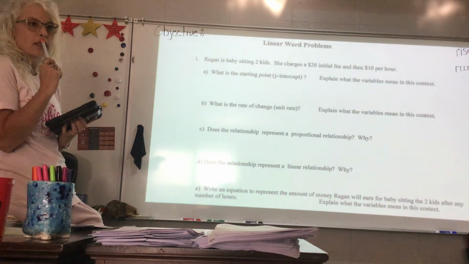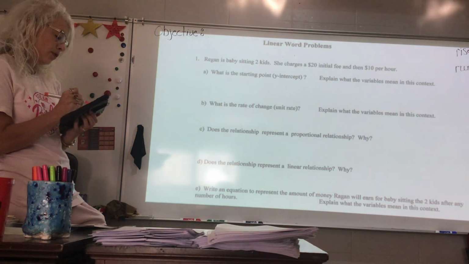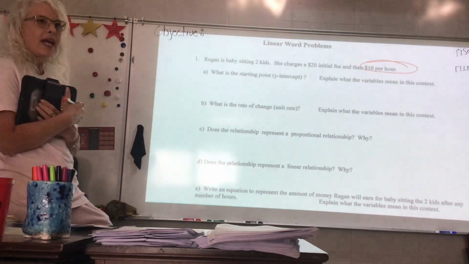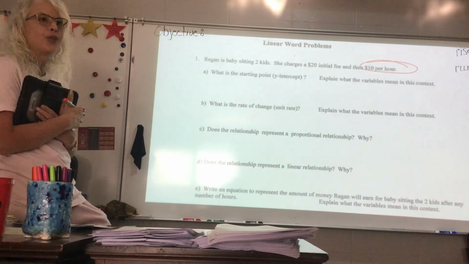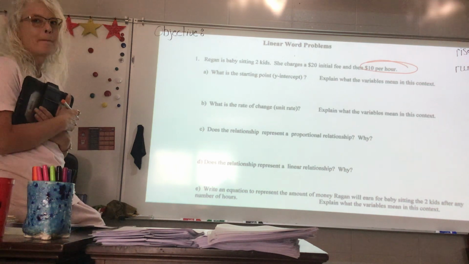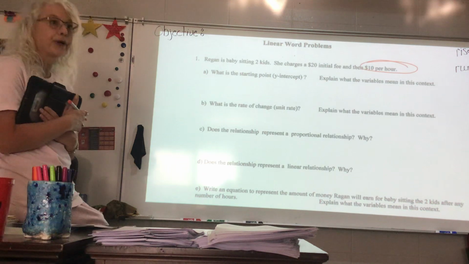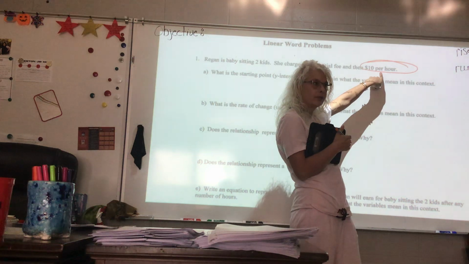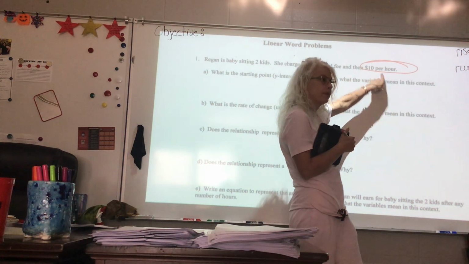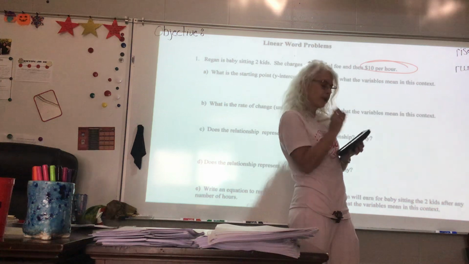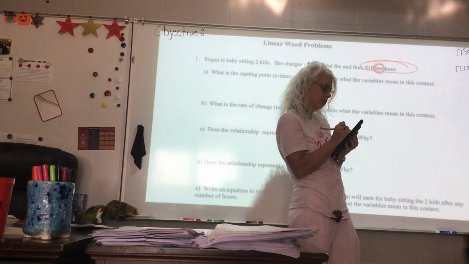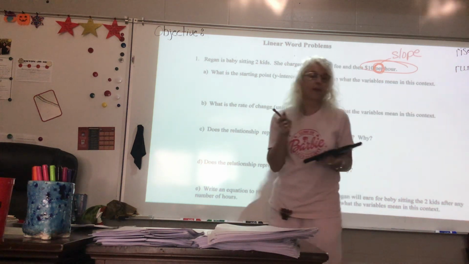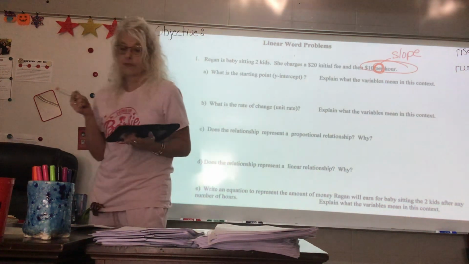Okay. RJ, what did you circle? $10 per hour. Absolutely perfect. RJ, please tell me how you knew that one was the slope. Because it says per. Do you see that this one says per? That means that is the slope. So, circle the word per and put slope. Because I have a couple people that had to erase their answer.